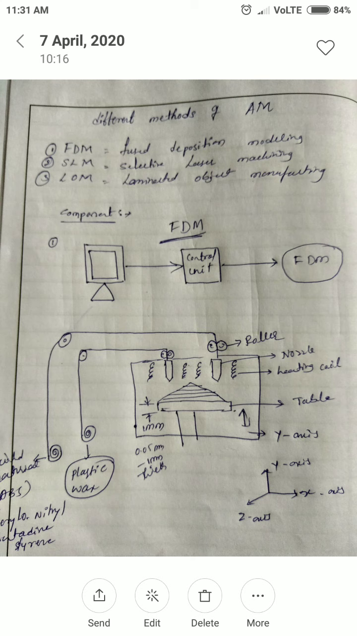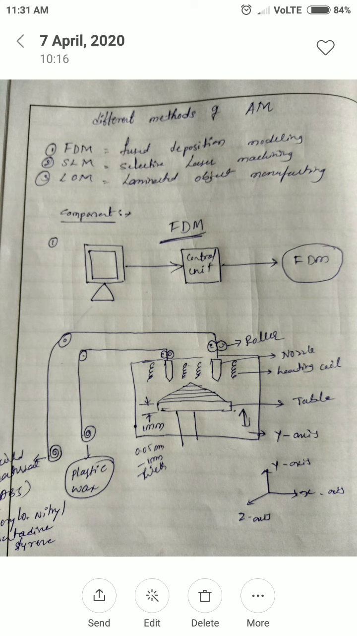What will happen here? The table is initially above the portion of the chamber. Then the heating coil and nozzle; why we are using everything, I will explain, don't worry about that. Then whatever ABS material is there comes, once it has started, with the help of a roller coming down to enter the nozzle. We know that a nozzle has a small section, so through that nozzle the material comes down.